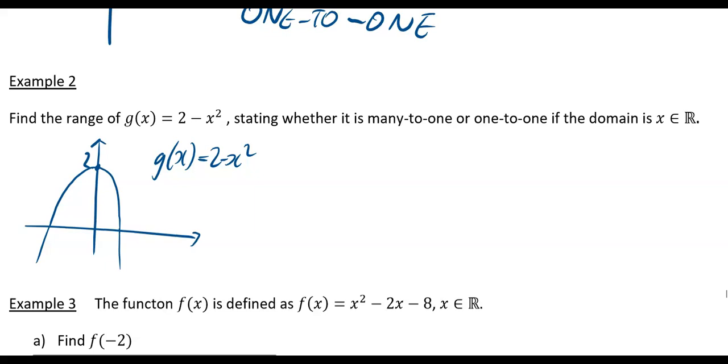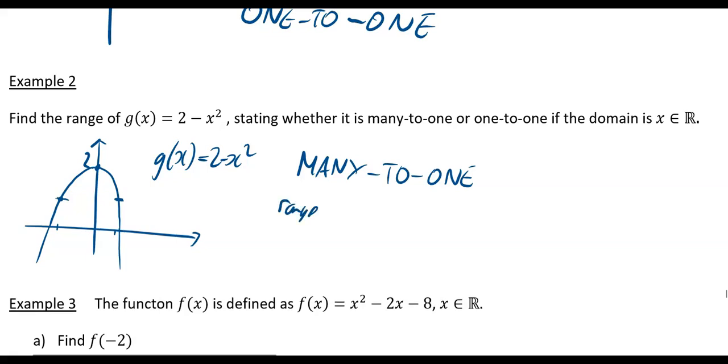Okay, it is a many to 1, and we'll go through why that is. So if, for example, this x value here would give you a y value here, and this x value would give you the same y value. So there's two values, many of them, going to the one same value. So it's a many to 1.